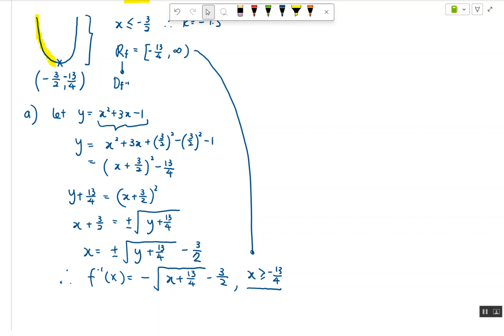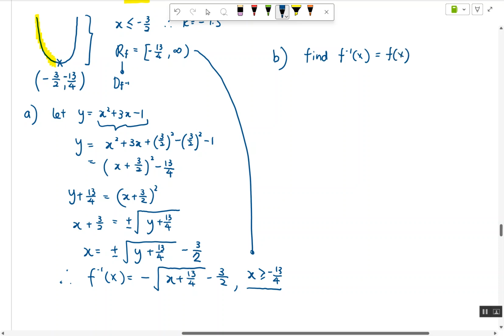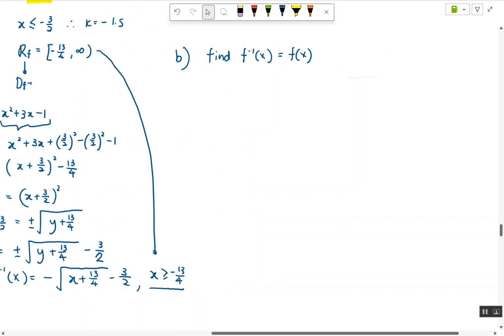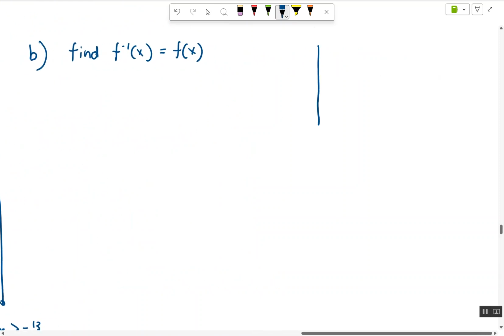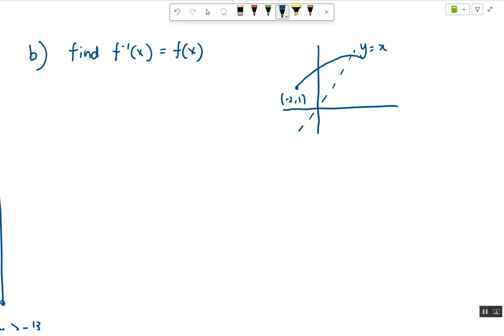That's why in part B, the question asks, find f inverse x equals to f(x). Before we talk about the answer, what is the relationship of f(x) and f inverse on the graph? It is a reflection on the line y equals x. That means if let's say you have this point here, which is negative 2, 1, the reflected point would be here. The x becomes the y, and the y becomes the x. Here, 1, negative 2. Can you see? This is f(x). Reflect down here. This is f inverse x.